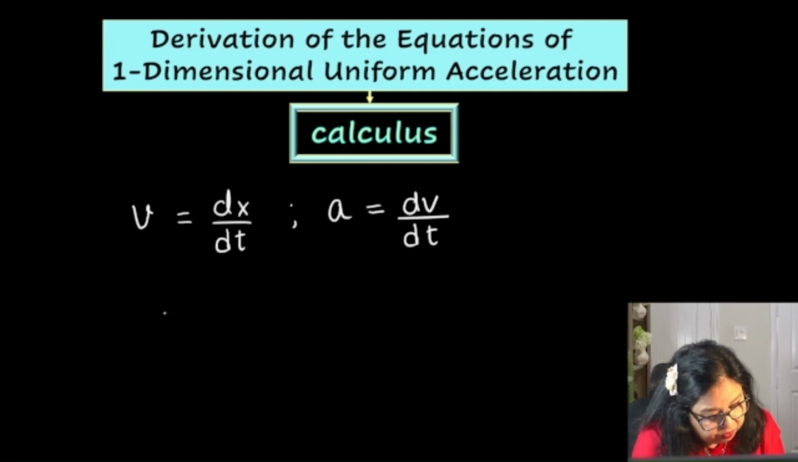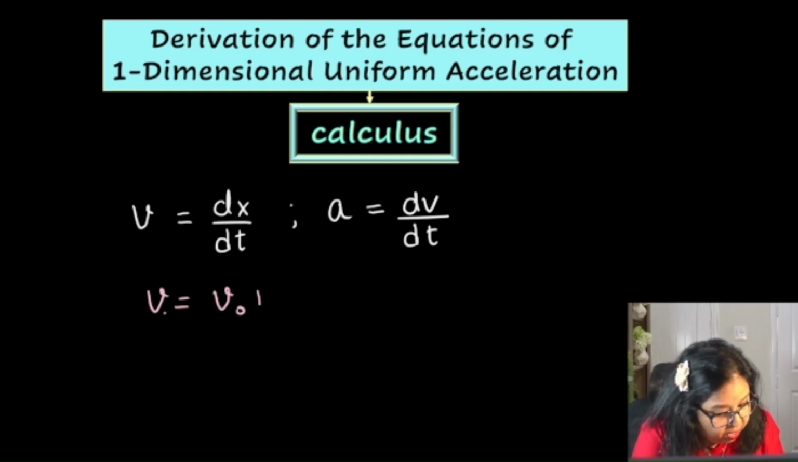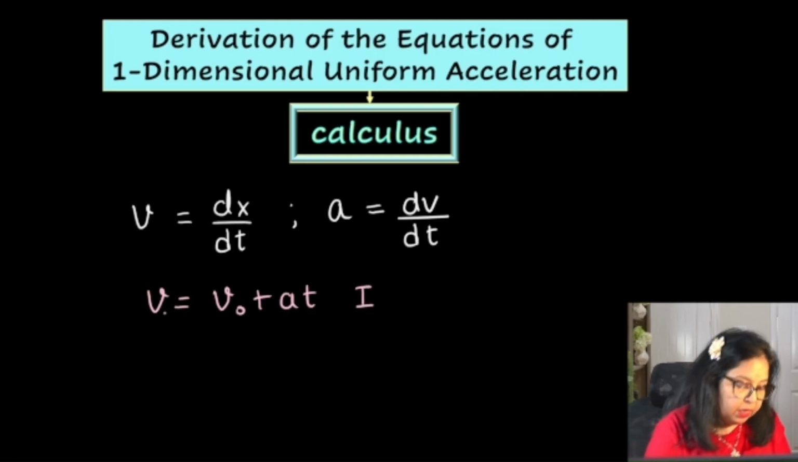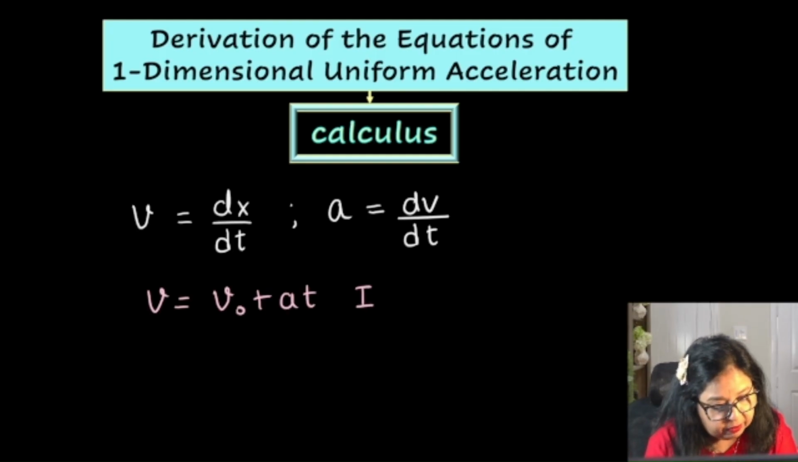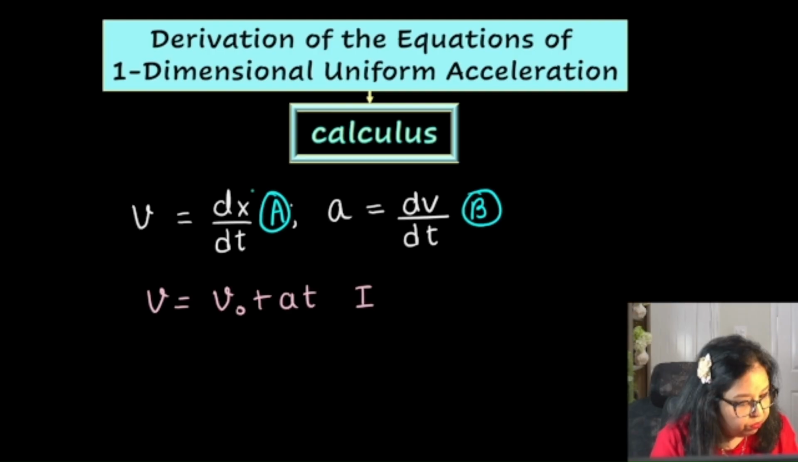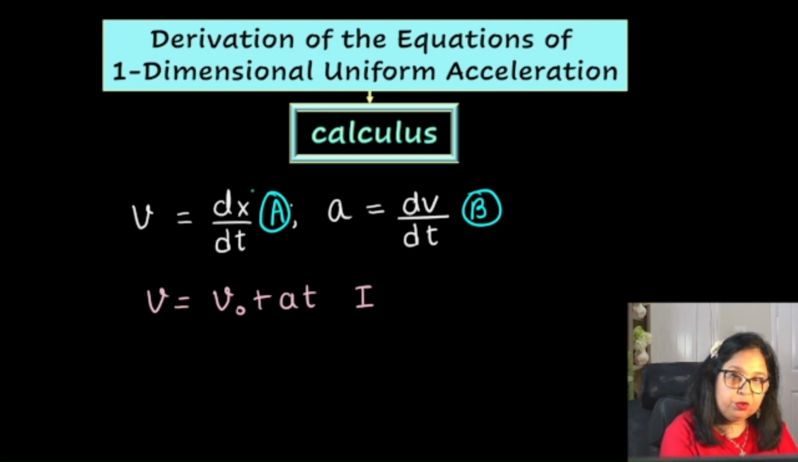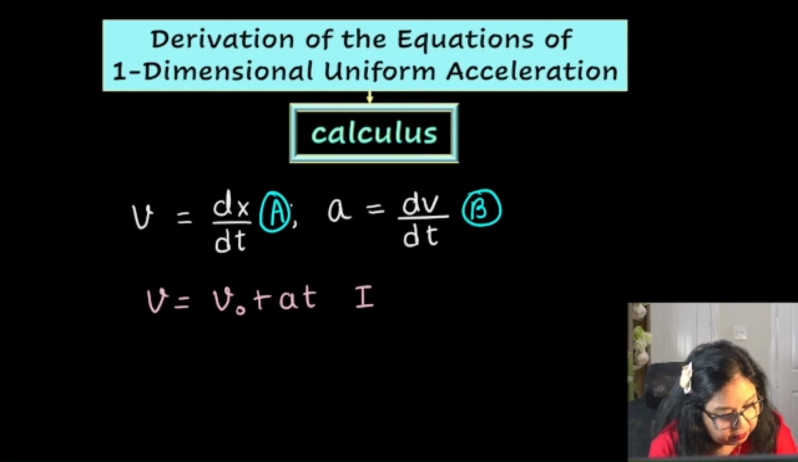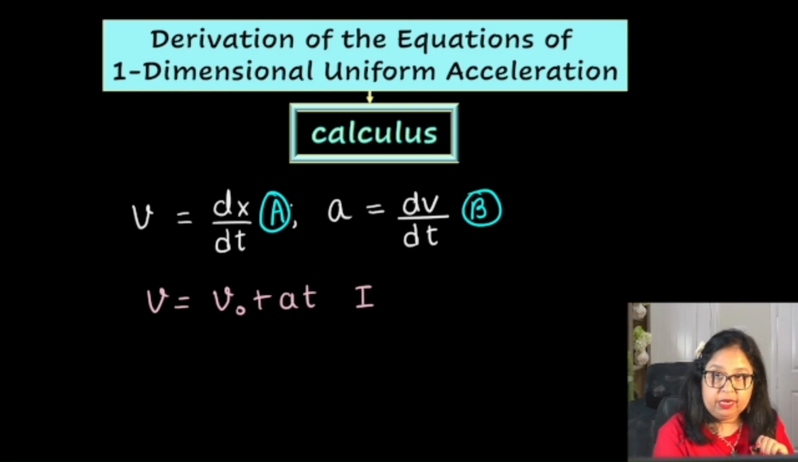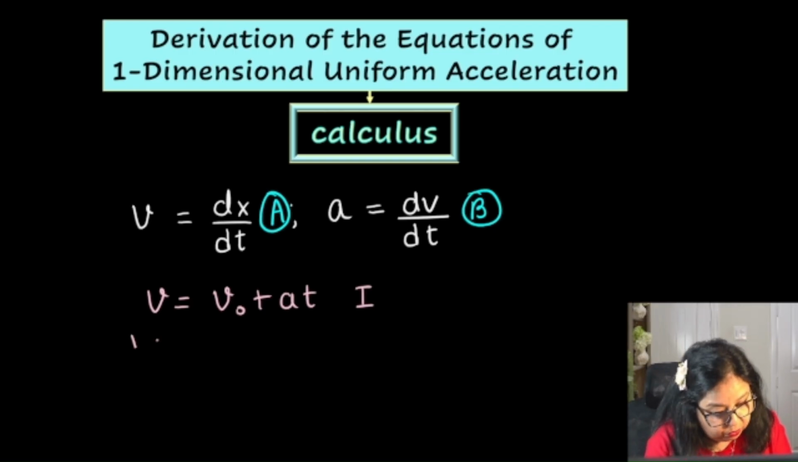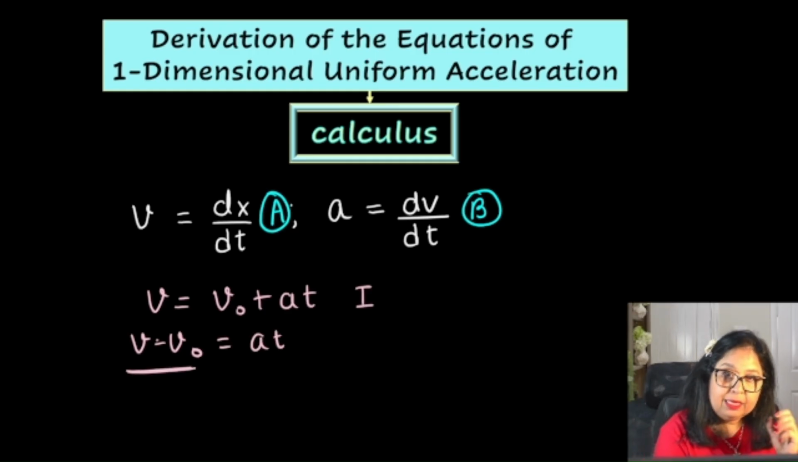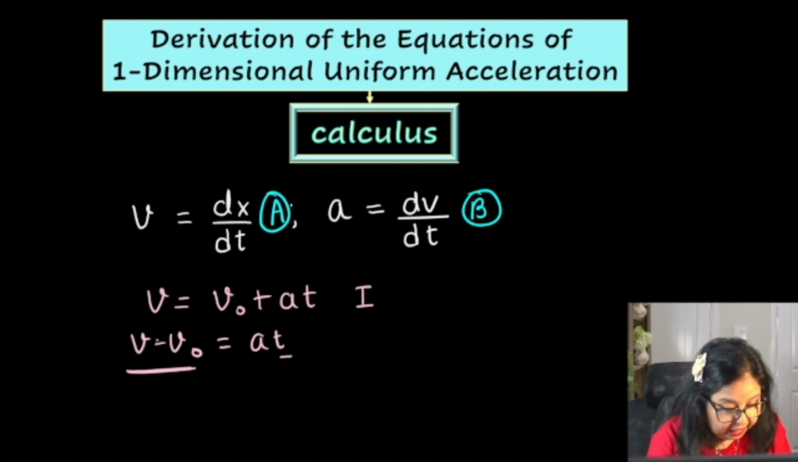We want to derive the first equation, which is v equals v naught plus at. Now the question is, which of these 2 equations, instantaneous velocity, call it A, or instantaneous acceleration, call it equation B, are we going to use to derive equation 1? Now look at equation 1. We have v equals v naught plus at. How about subtracting v naught from both sides? When you do so, you get v minus v naught equals at. And v minus v naught is the change in velocity during time t.